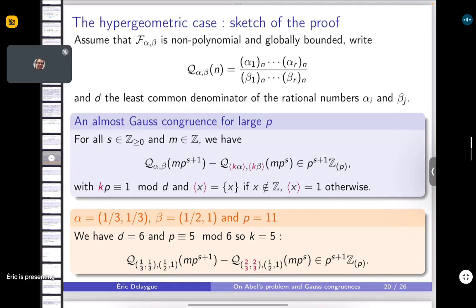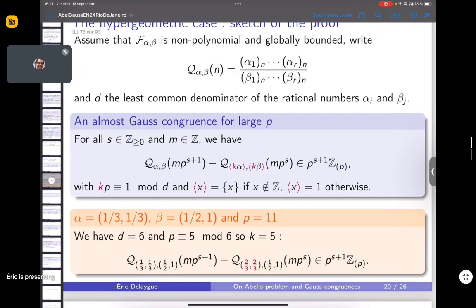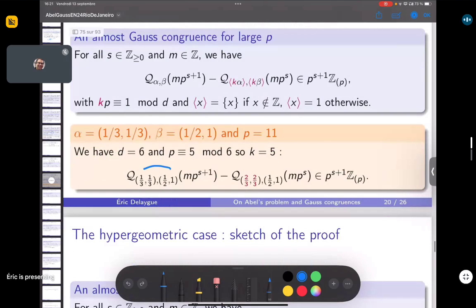So let's take an example. If you take alpha is 1/3, 1/3, and beta 1/2, 1, and you take the prime p equal to 11, then if you make the calculation, you see that d is 6 and p is 5 modulo 6. So you can find an inverse of p, and k is equal to 5. Now the first term doesn't move, and you have to calculate this. If you do the calculation, you see that the parameter beta doesn't move, and in fact it changes the parameter alpha, and you move from 1/3 to 2/3, and now you have these congruences.